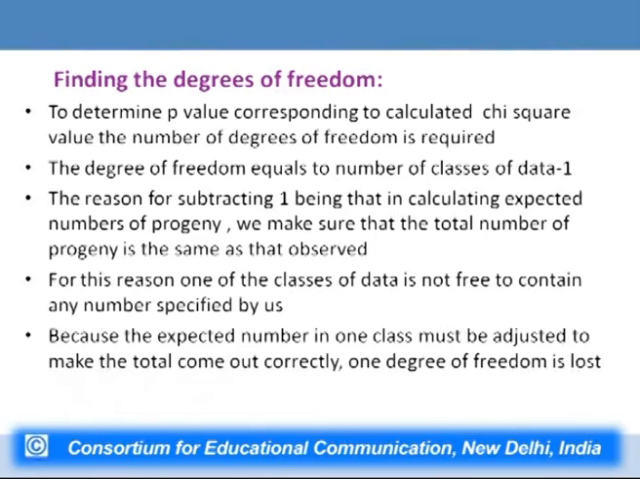The reason for subtracting 1 is that in calculating expected numbers of progeny, we make sure that the total number of progeny is the same as that observed. For this reason, one of the classes of data is not free to contain any number which is specified by us. Because the expected number in one class must be adjusted to make the total come out correctly, one degree of freedom is lost in the experiment.